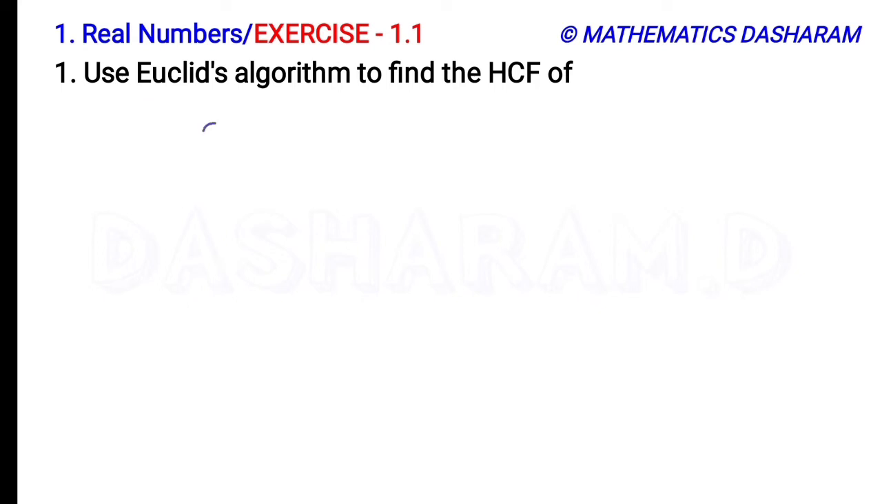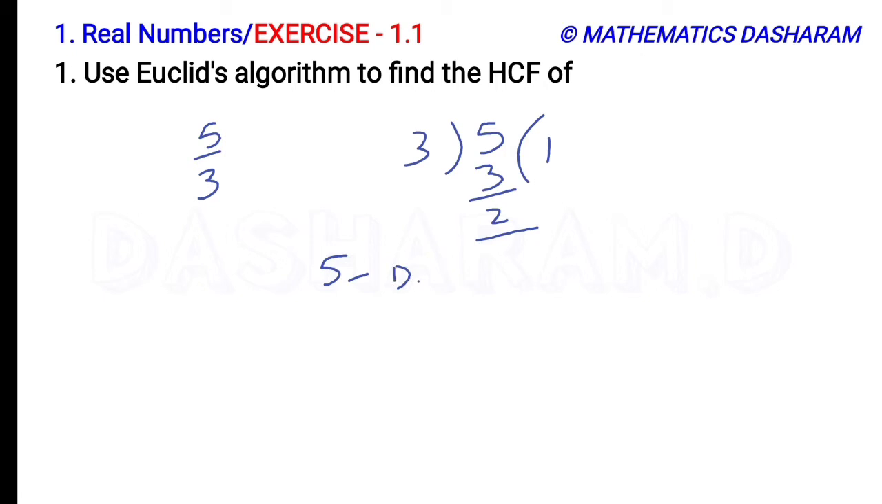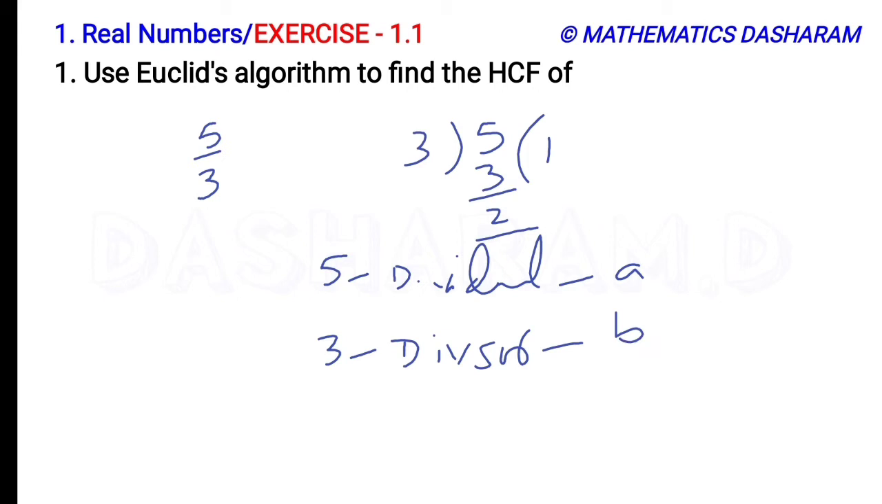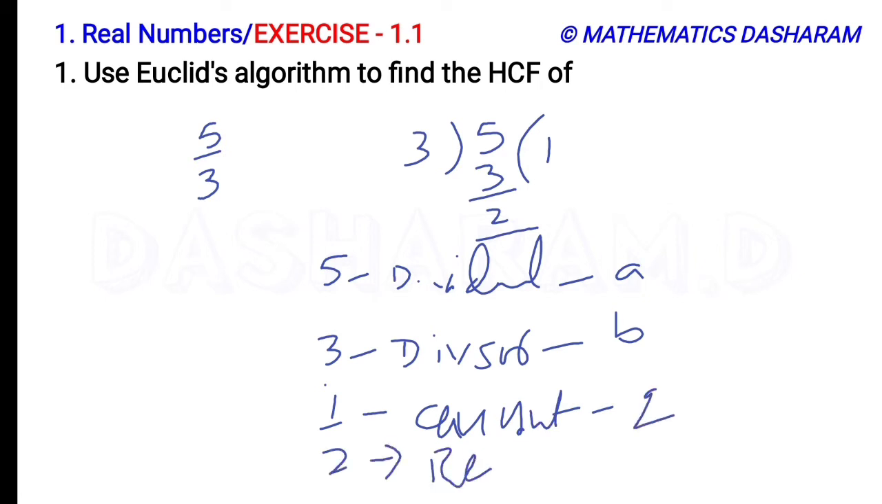For example, 5 by 3 is a fraction. So here 3 ones are 3, remainder 2. Here 5 is called a dividend and it is denoted with a small a. 3 is called a divisor, it is denoted with a small b. Here 1 is called a quotient, denoted with a small q, and 2 is called a remainder, denoted with a small r.